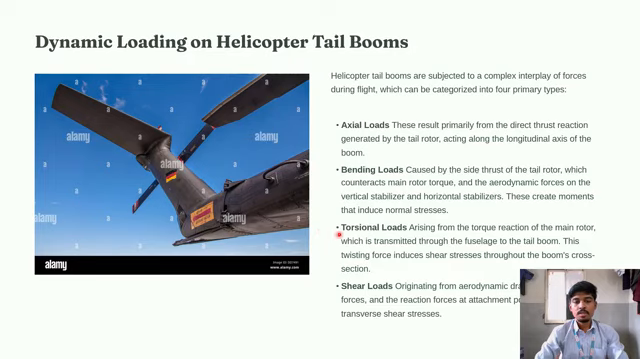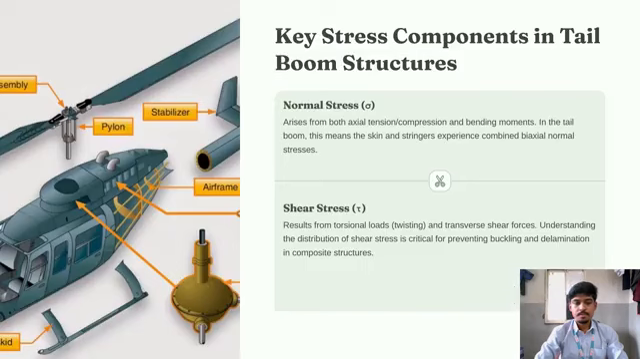Third is torsional load, arising from the torque reaction of the main rotor, which is transmitted through the fuselage to the tail boom. This twisting force induces shear stress throughout the boom's cross section. Then the fourth one is shear load. These originate from aerodynamic drag, shear forces, and reaction forces that are attached to the boom.